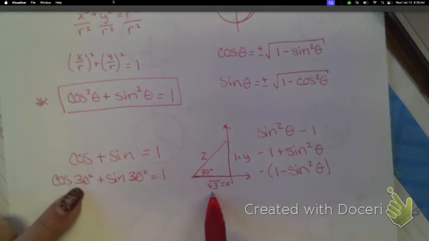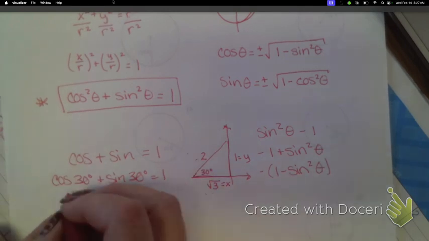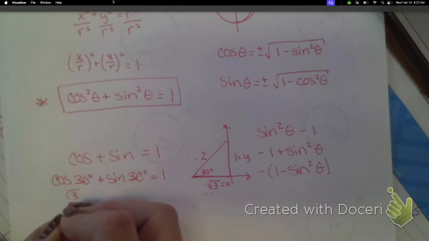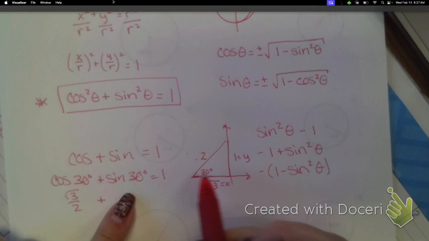So what's the cosine of 30? Square root of 3 over 2? X over r. So square root of 3 over 2. Plus, what's the sine of 30? Opposite over hypotenuse, or opposite over r.